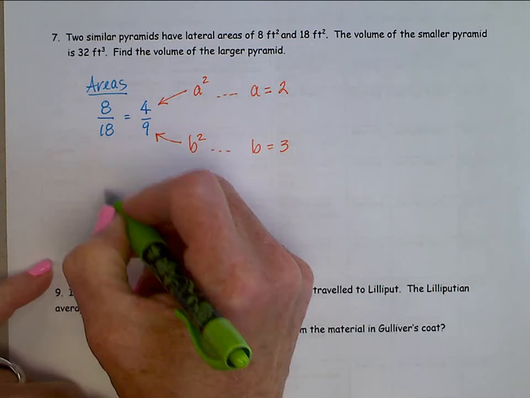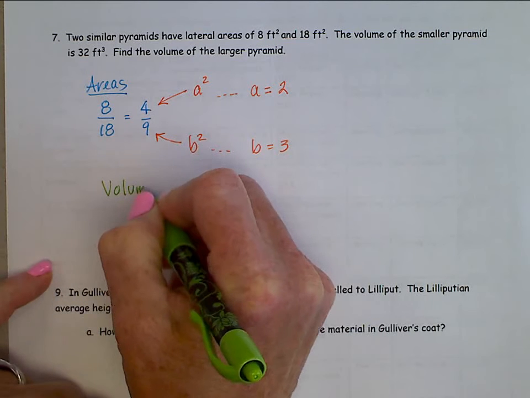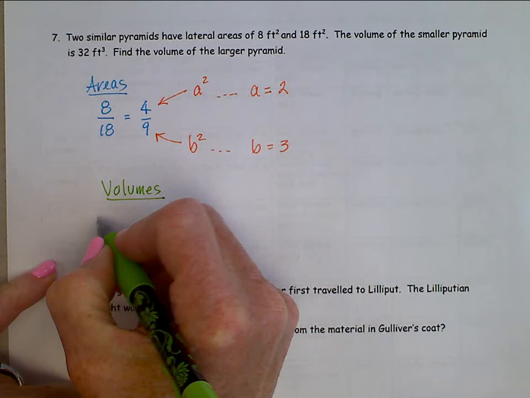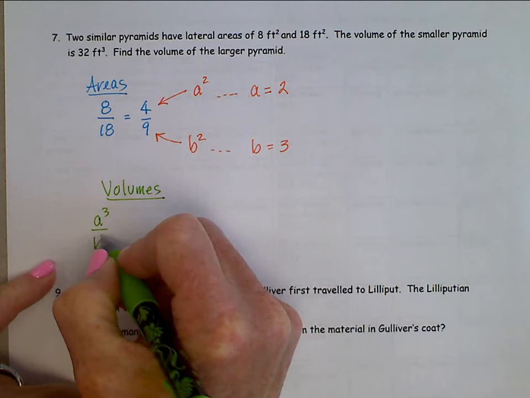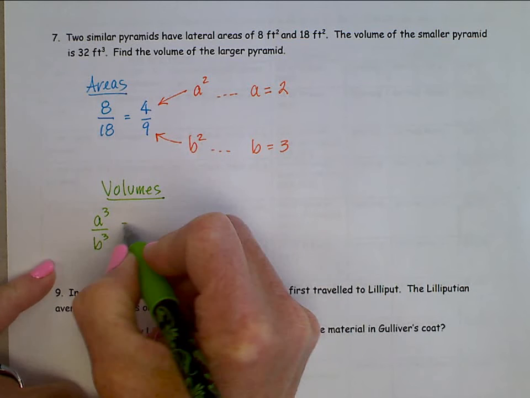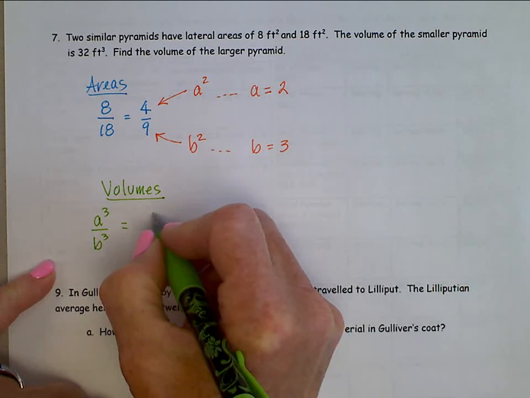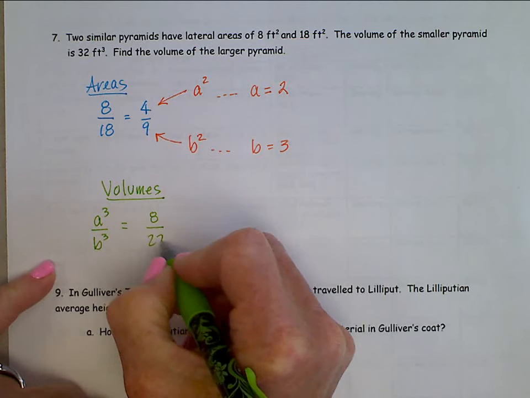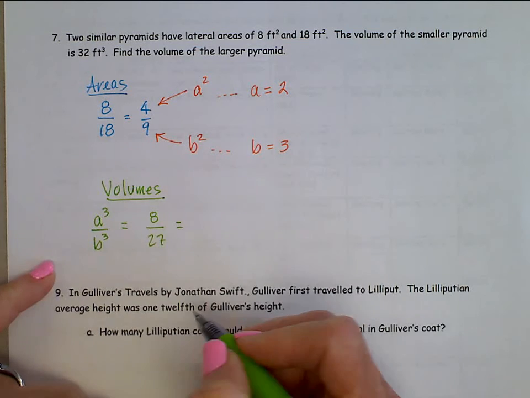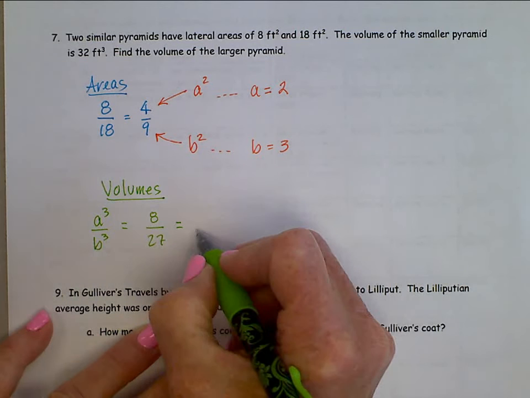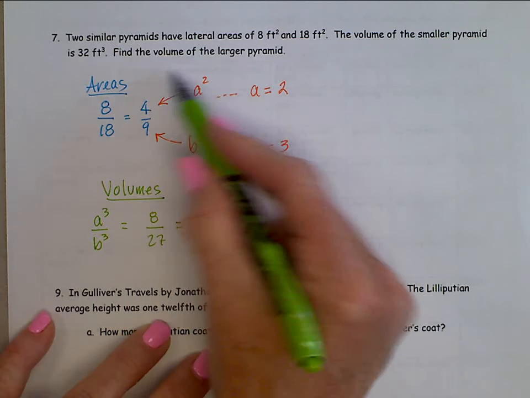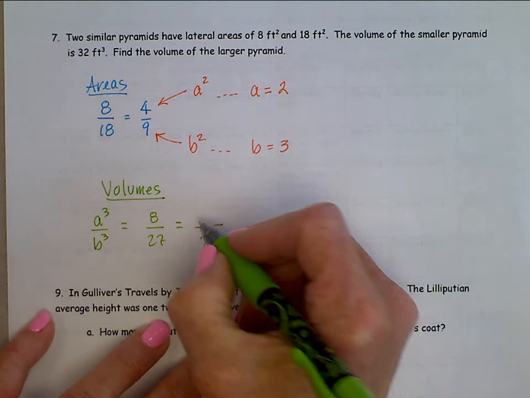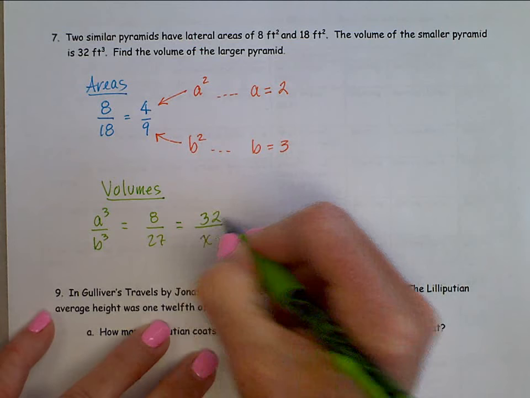So let's take a look at volumes, because that's what we're looking for. Find the volume of the larger pyramid. Volumes will be a cubed to b cubed, which is 2 cubed, or 8, to 3 cubed, which is 27. Oh no, we have to find the volume of the larger pyramid, so that's where the x is going to go. The volume of the smaller pyramid is 32, so I'm going to put that up here, 32.